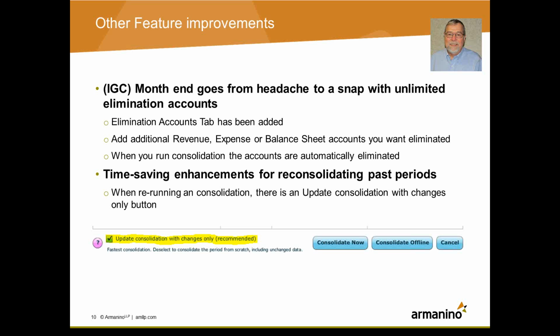So that's one aspect. We'll look at that in a little more detail shortly. There's also another time-saving enhancement for reconsolidating past periods. In the past, when you reconsolidated, it would run through the entire consolidation. Now there is a button that you can use to update the consolidation with changes only. So if you check that box and then consolidate now, it only goes out and looks for the transactions that haven't previously been consolidated. It's designed to speed up the process for those of you that have a consolidation that takes some time to run. With that, we'll want to go over and look actually into Intacct.